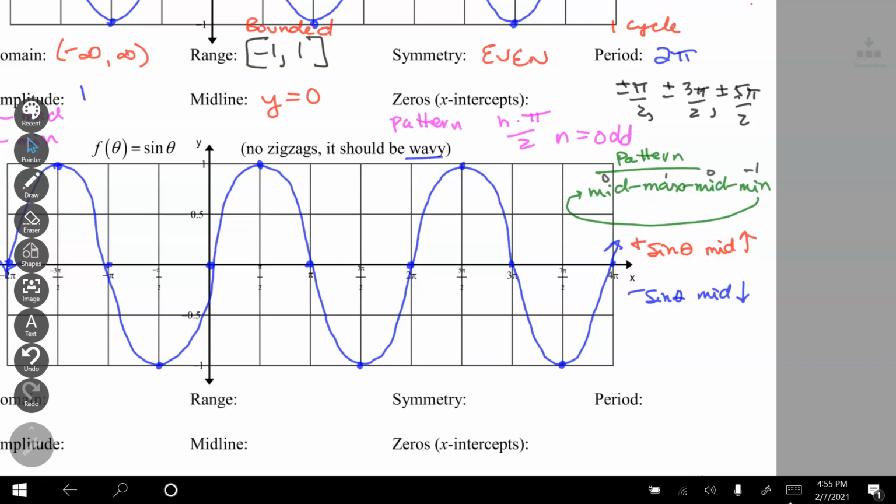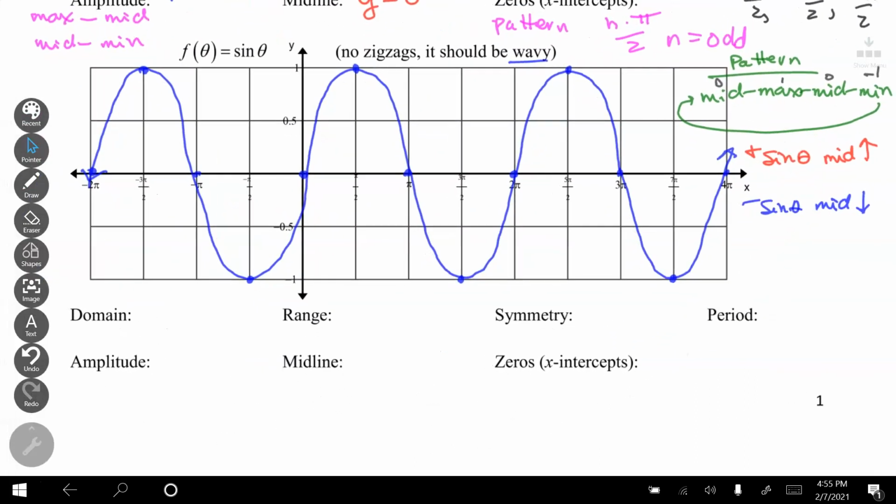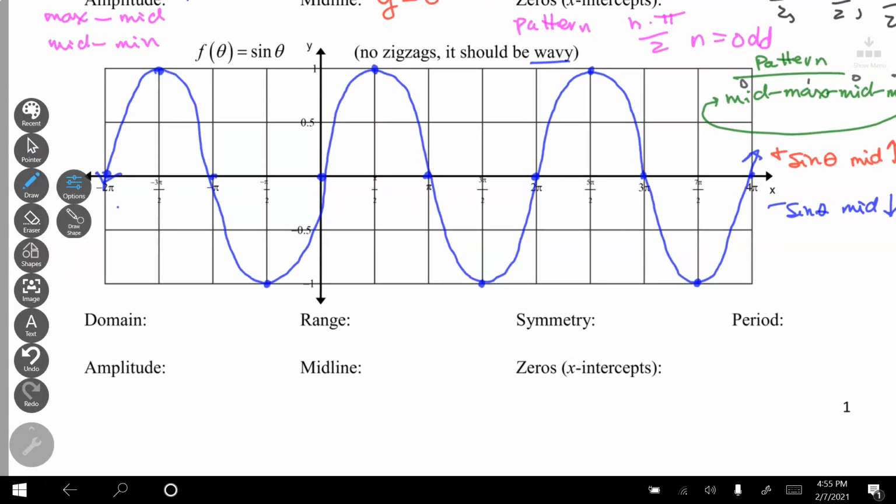Now let's go back to these details of everything we did, just like we did for cosine. Well, the domain is all real numbers. The range is still -1 to 1 because it is a bounded function. It is stuck between the boundaries of -1 and 1. The symmetry this time is odd. If you look at it, you could flip it 180 degrees. The period, or one cycle, is still 2 pi, one full circle. The amplitude from the midline to the max is still 1.